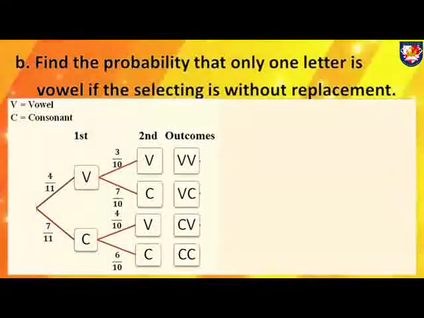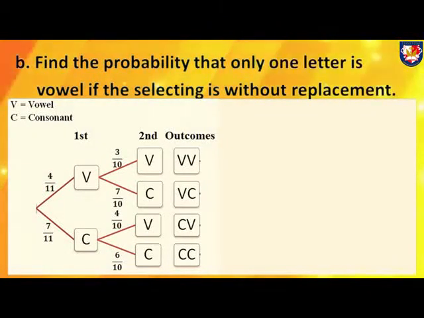How about B? Find the probability that only one letter is a vowel if the selecting is without replacement. Remember, without replacement. We know that in the word mathematics there are 4 vowels and 7 consonants. If we get a vowel as the first letter selected, it means there are 3 vowels remaining. So 3 per 10. Remember, we take one letter, so it becomes 10. For the consonant, it's still 7, but per 10.